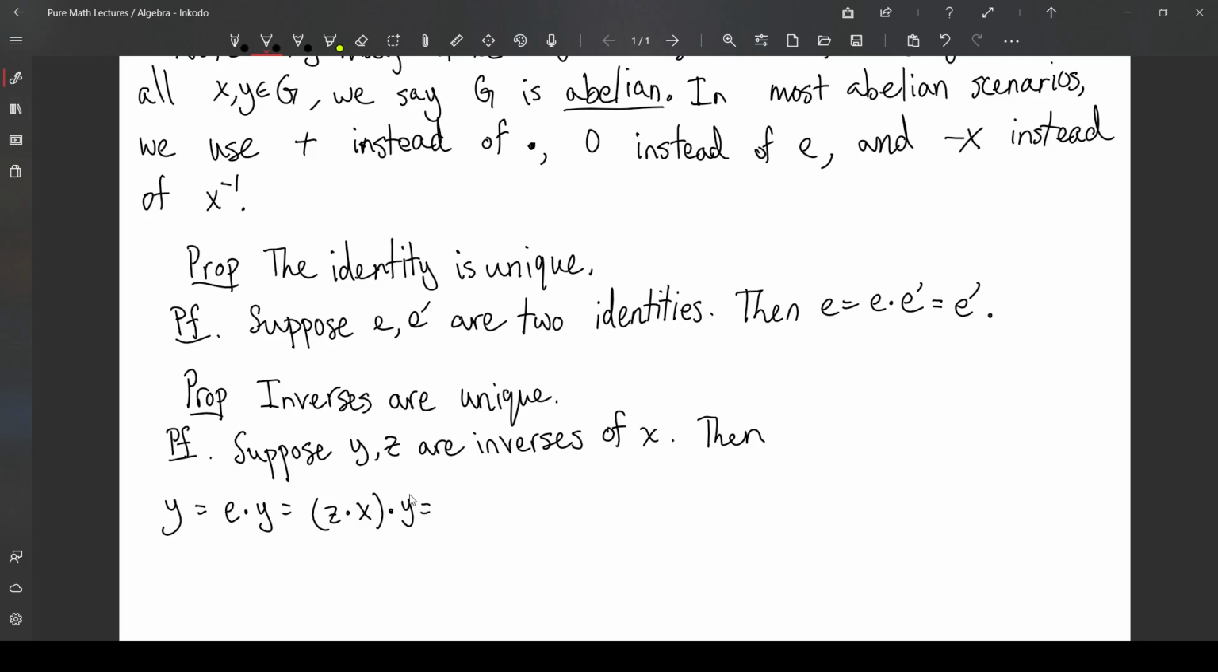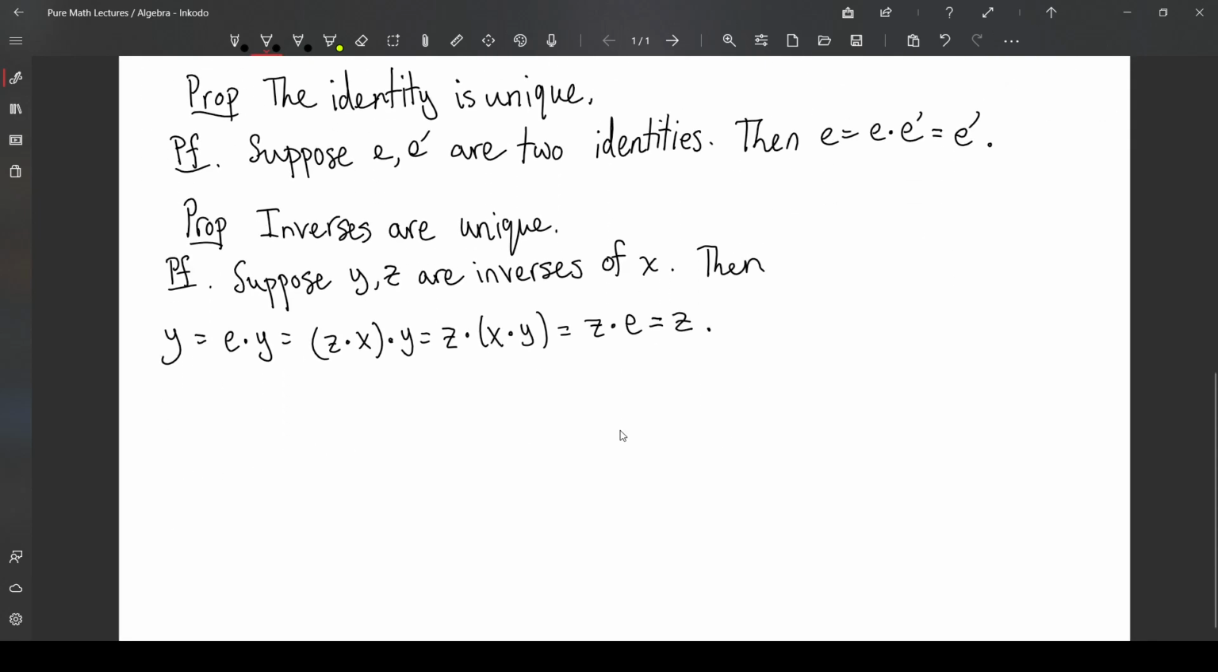Now I can swap the parentheses here because our operation is associative. So this is z times x times y. X and y are inverses, so x times y is e, and then z times e is z. Okay, so we've proved that the two inverses of x are equal.